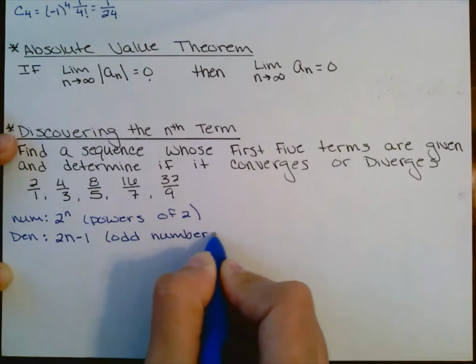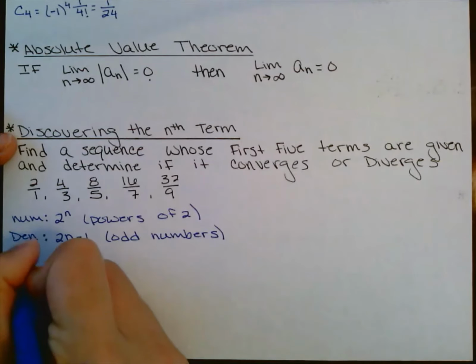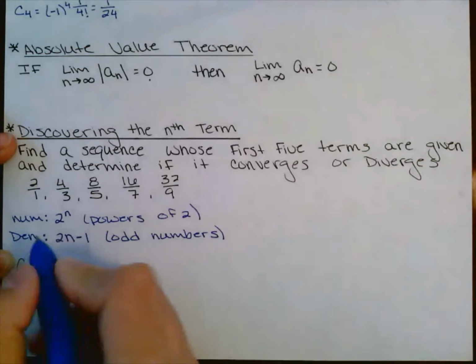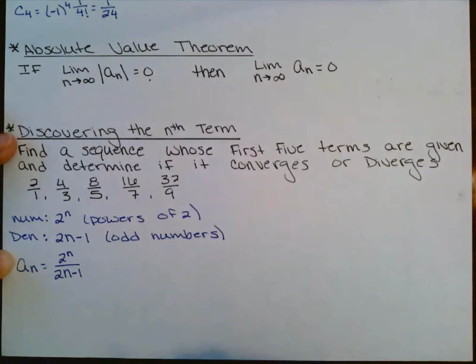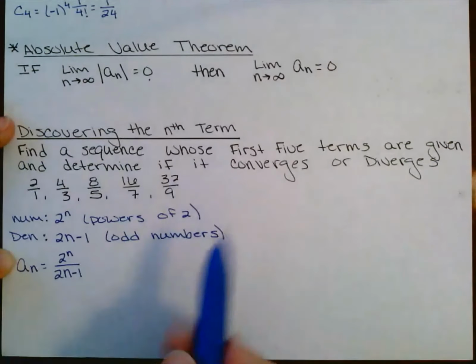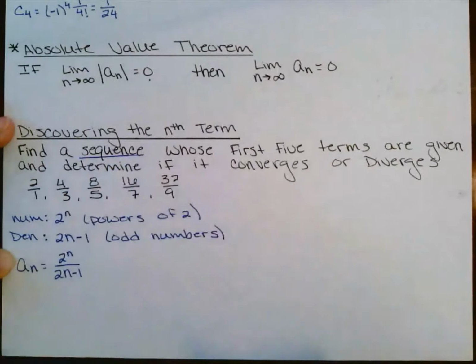And I know you're probably thinking, how did she come up with that? But the more you see these, you're going to start to know that these are things you're going to memorize and you're going to be able to catch them a lot faster. So if I want to write what this sequence is, I'm going to write a sub n is 2 to the nth power over 2 times n minus 1. So far I found the nth term, I found my sequence. Now it says determine if this converges or diverges.